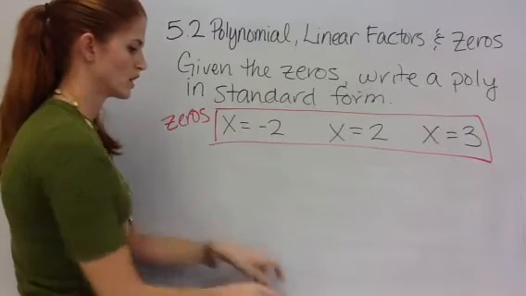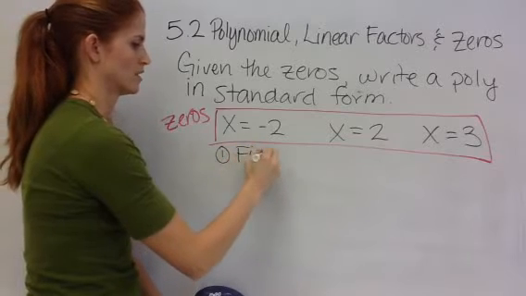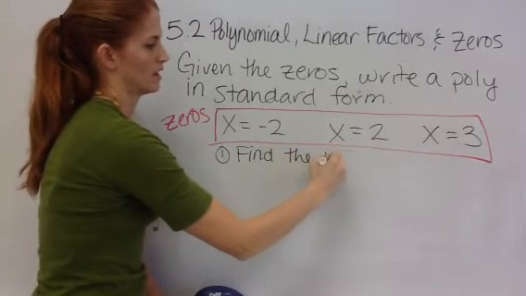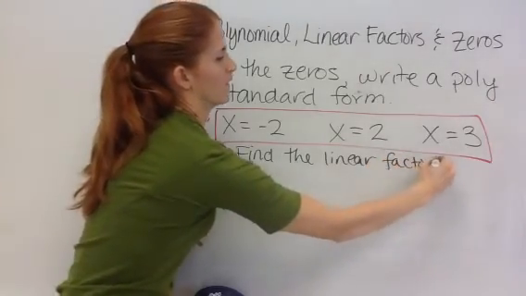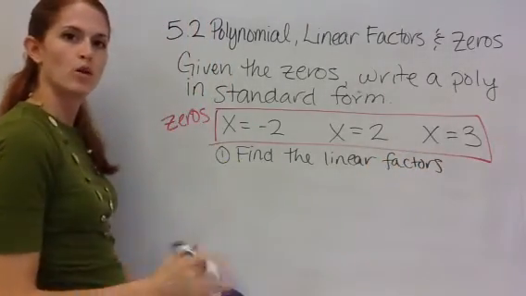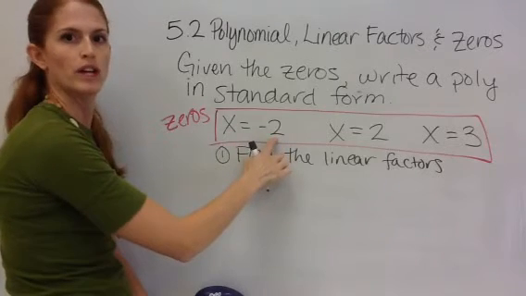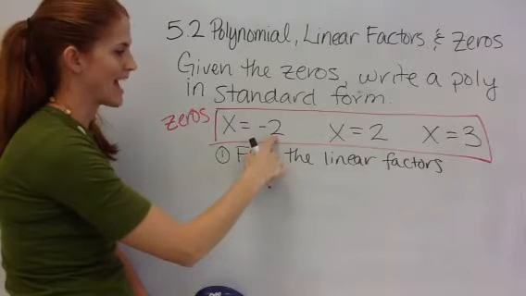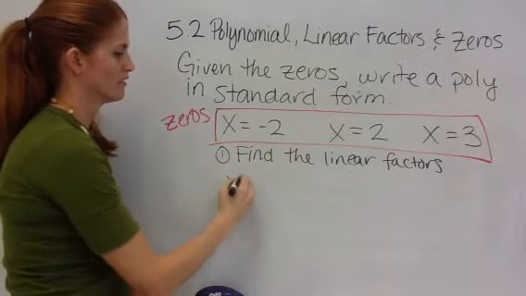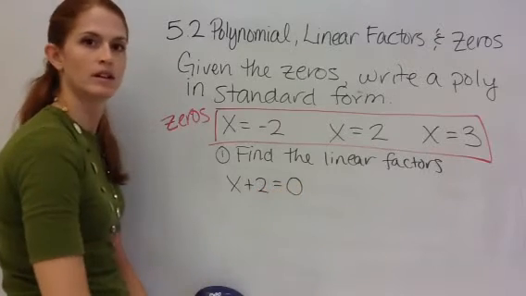What we want to do first is find the linear factors. In order to do that, I now need this equation to have a 0 over here instead of a -2. So in order to make that a 0, I have to add 2 to both sides. If I add 2 to both sides, I get x plus 2 equaling 0.